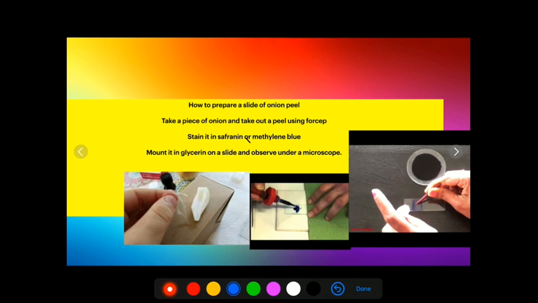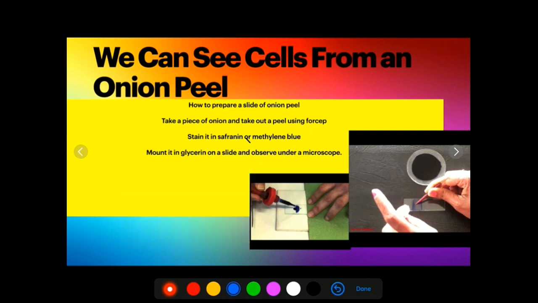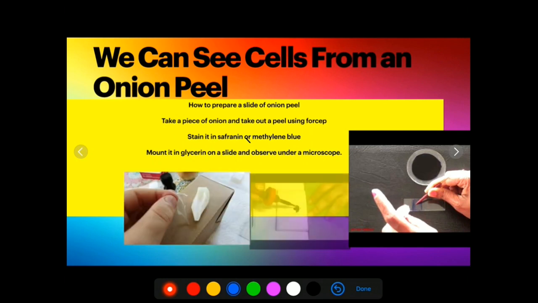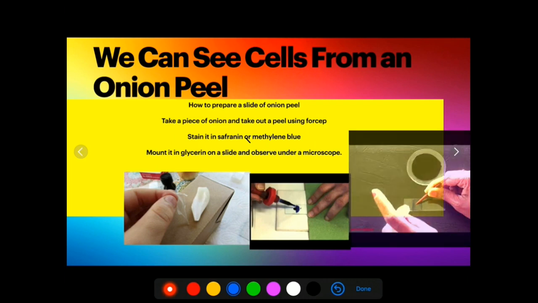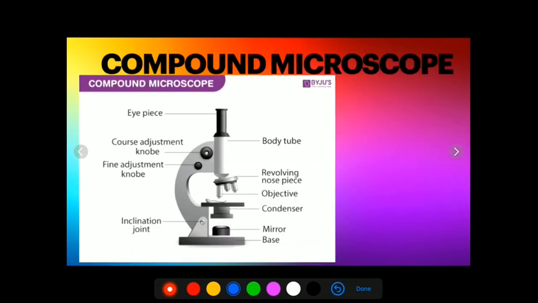How can we see the cell? Of course, we can also see the cell. You can take a piece of onion from your kitchen. You can take out a very thin, small peel from that onion, stain it, put it on a slide, and then observe it under a microscope. How will you observe it? We need a microscope. Which microscope? It is a compound microscope. Why do we call it a compound microscope?